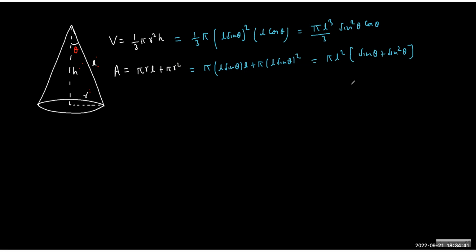And now we can differentiate. Because theta is a common variable, our goal is to find dV by dA. But the trick is because we have been able to express everything in a single variable theta, we can write it as dV by d theta upon dA by d theta, because we can find this value and this value separately, and then we can relate. So let's do the differentiation of each term separately.